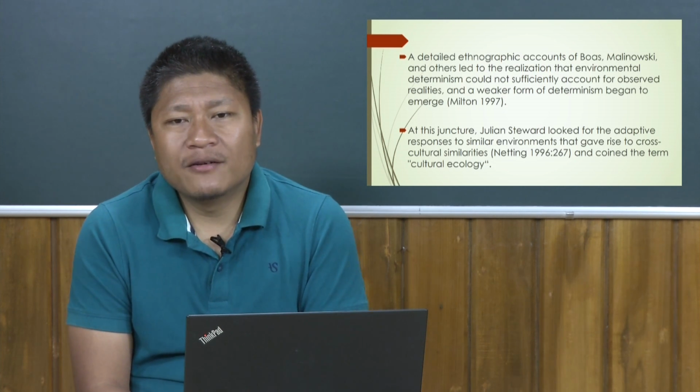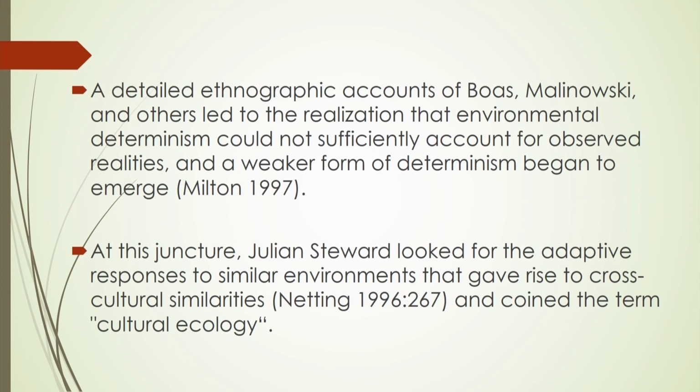Now, Bronislaw Malinowski was perhaps one of the pioneer anthropologists who carried out ethnographic accounts of the Boers community, and he came up with the idea that environmental determinism could not sufficiently account for observed realities, and rather a weaker form of determinism began to emerge. The works of Malinowski among the Boers made us realize that environmental determinism alone could not sufficiently give a detailed account or observation of realities from that perspective.